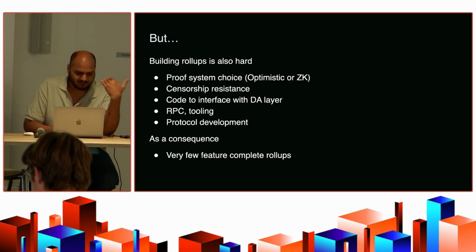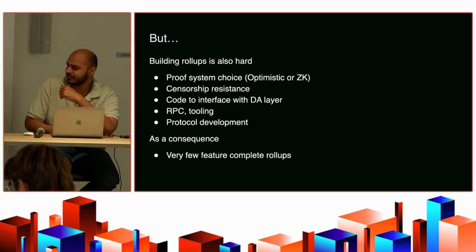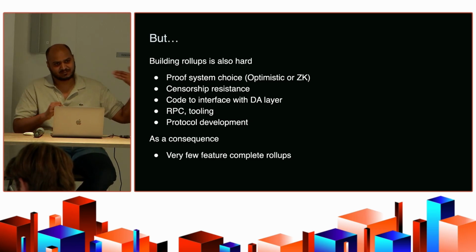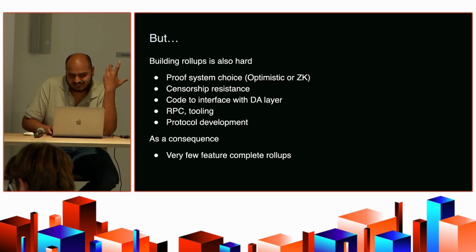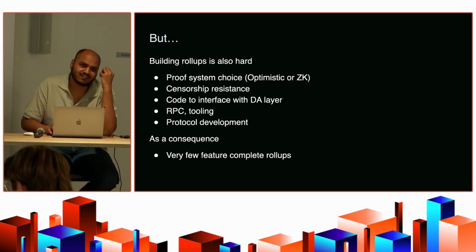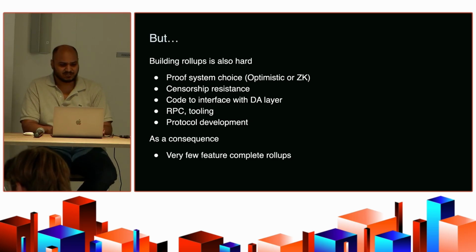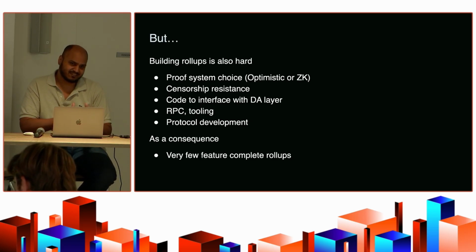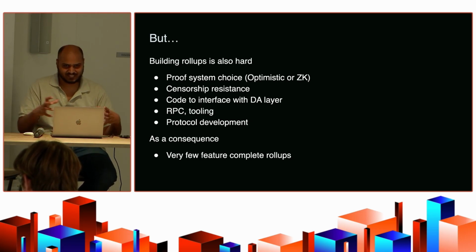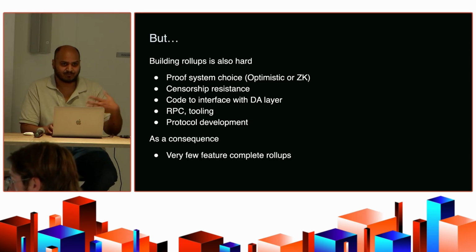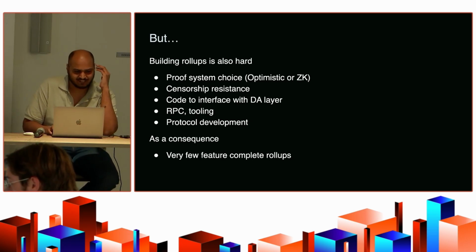The direct consequence of this is that there are very few feature complete rollups. I think if you went by the actual definition of a rollup, inheriting security from the underlying layer, there's just one that actually does that. Everyone else probably makes some compromises, usually because they say, okay, we'll decentralize later, or we'll add in fraud proofs later, or only this specific address can submit fraud proofs. So there are trade-offs like that, right?